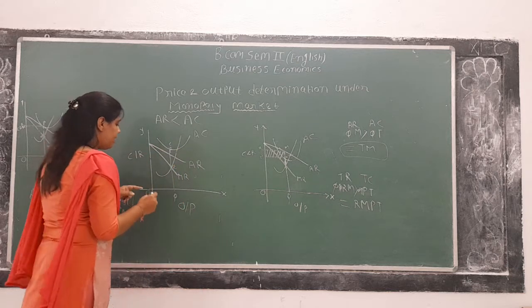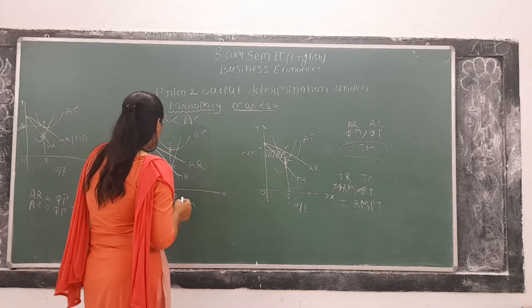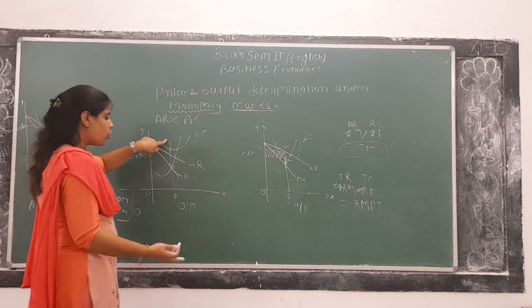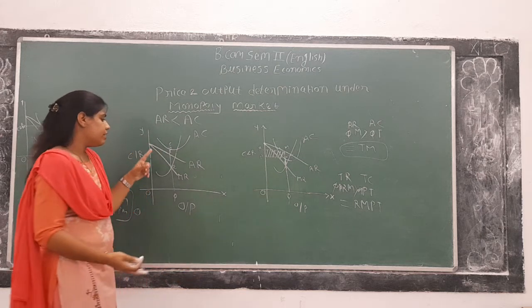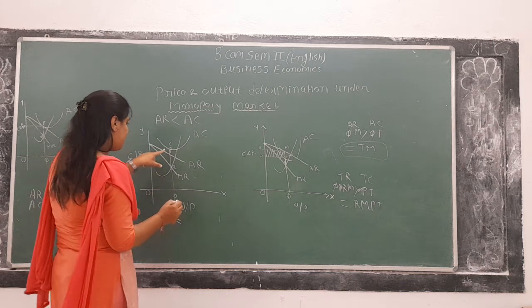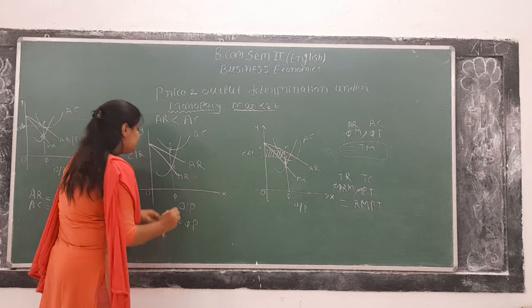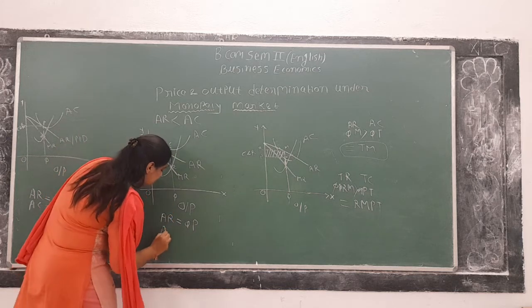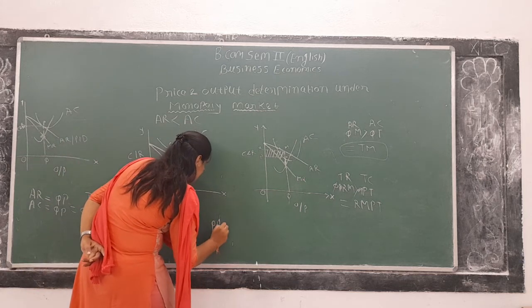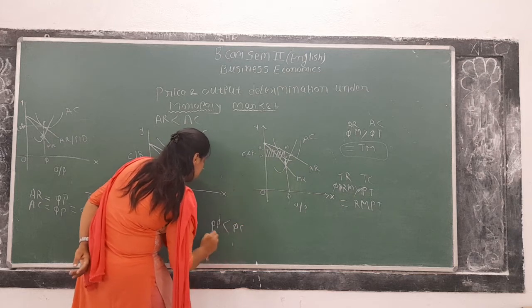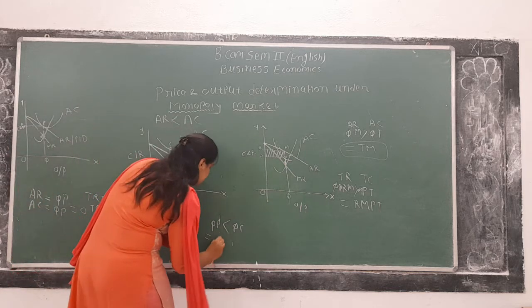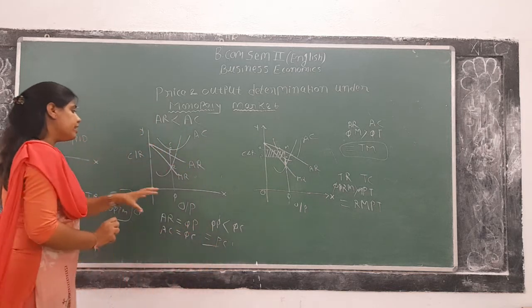So here you can see that for producing Q units, OC cost is required, and by selling Q units, OP revenue is being generated. So here average revenue, that is QP, is less than average cost, that is QC. So here this PC is representing the average loss or the condition of loss.